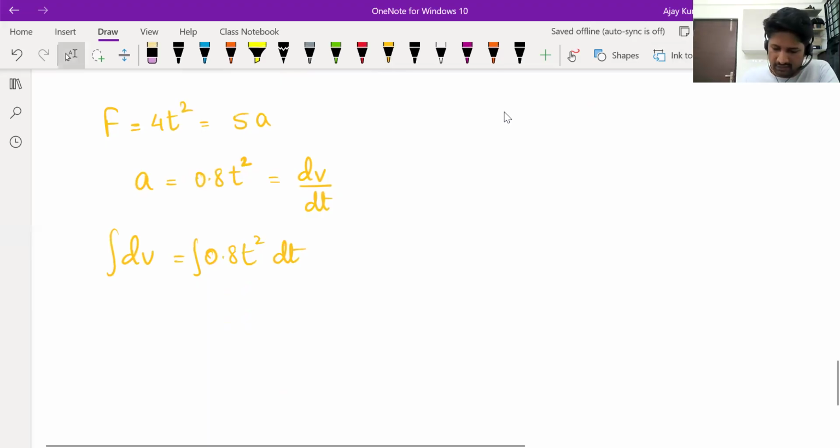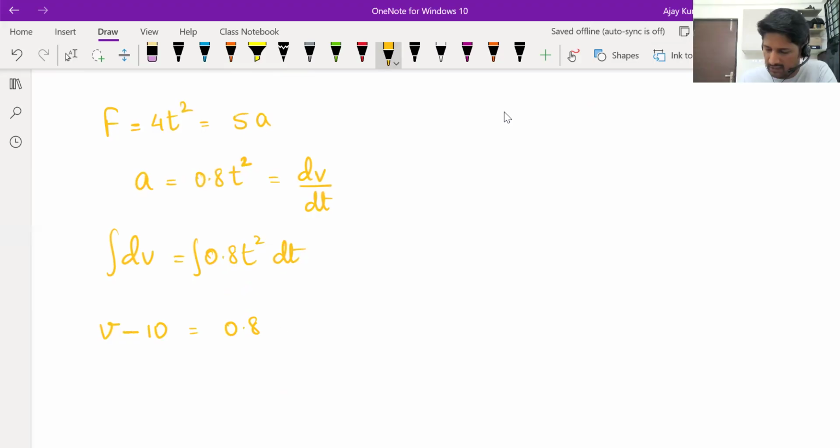Integrating dv becomes delta v, means final velocity minus initial velocity. Initial velocity is 10 i cap. So I'm writing it as v minus 10 is equal to 0.8 times the integral of t square, which is t cube by 3. Okay, if you do this, you will get final velocity is 10 plus 0.8 by 3 into t cube. What will you do next? So we can substitute t as 2 seconds. If you substitute t as 2, you will get final velocity.